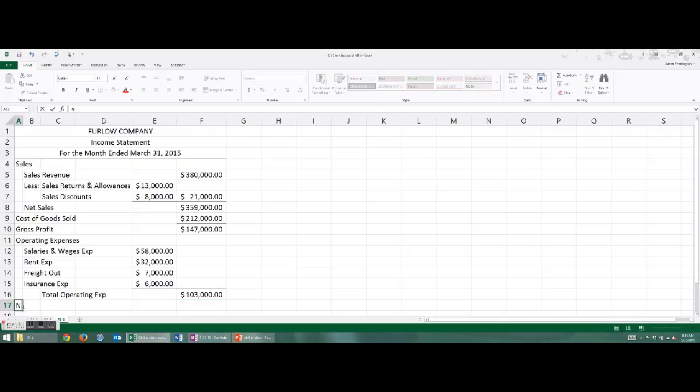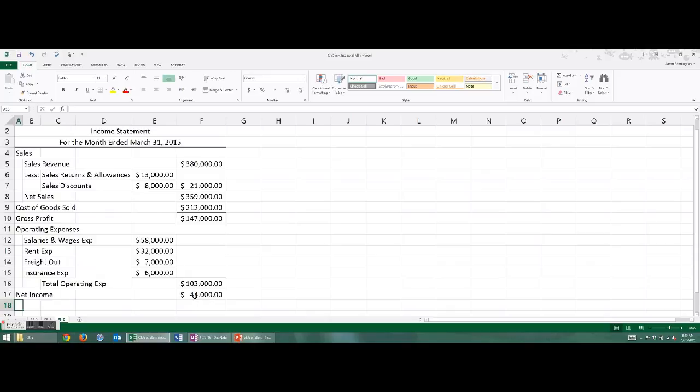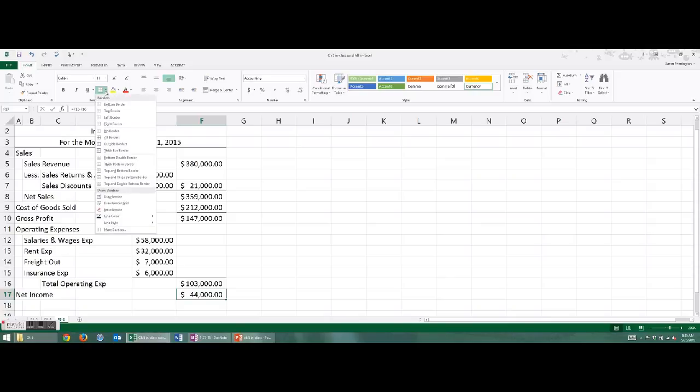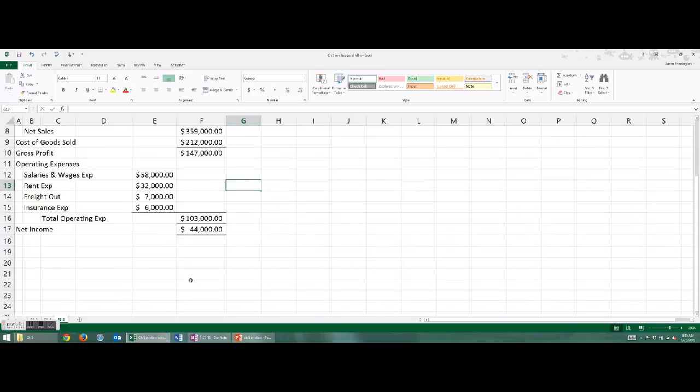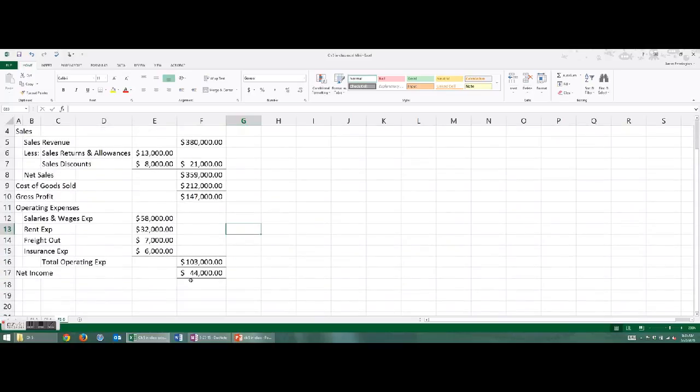And at this point, we can calculate net income, which is going to be gross profit less total operating expense, $144,000. We'll take a double line under that. All right, so that's requirement A. We've done our multi-step income statement.